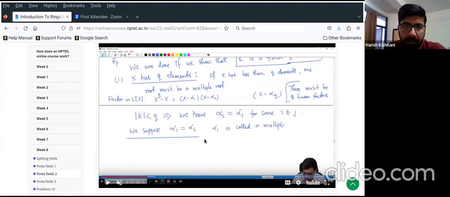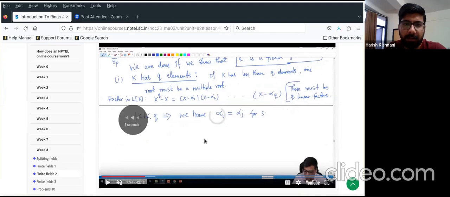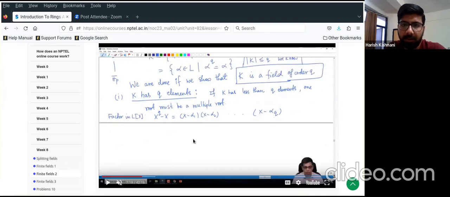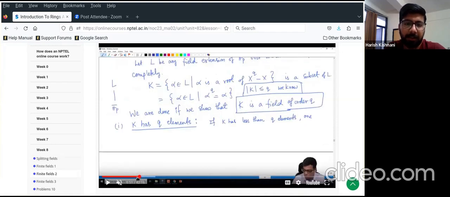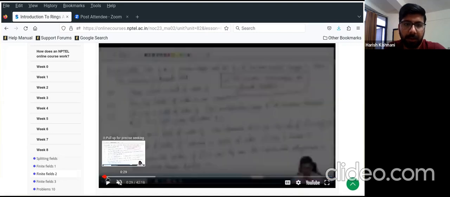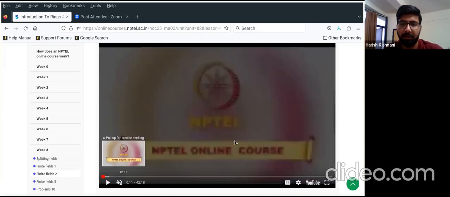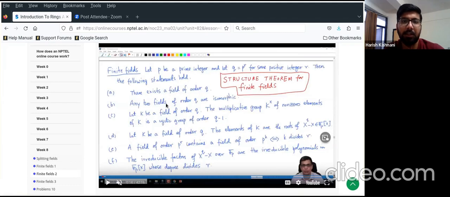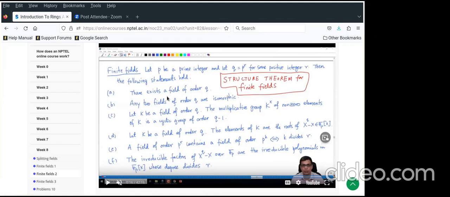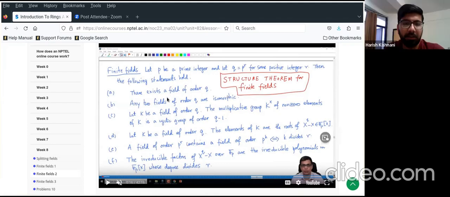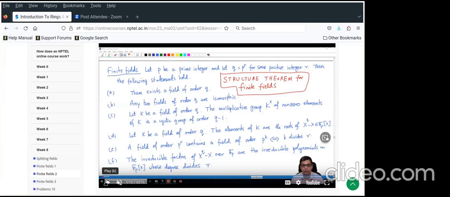So here he's differentiating. Let us go to the proof once. This is the structural theorem. So you have a doubt about the first part, basically the differentiation step. That is part A, right? There exists a field of order Q.